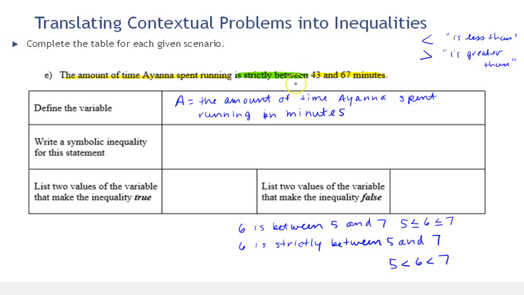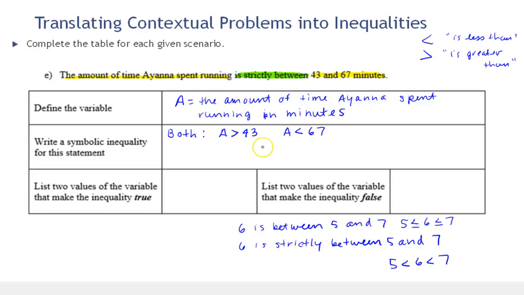And now notice between, and you should see this coming from what I wrote here, means that we'll write this as two separate inequalities. Both of the following are true. The amount of time she spent running is greater than 43 minutes, and the amount of time she spent running is strictly less than 67 minutes. So both of these are true. Okay, but we want to make a single symbolic inequality statement, and we're going to use this structure down here.